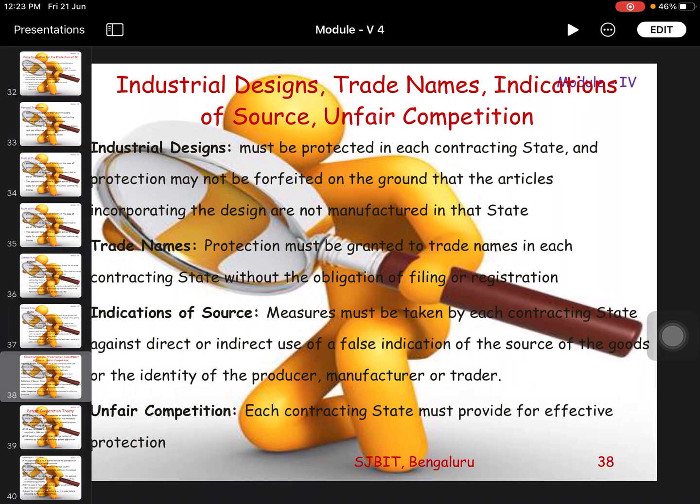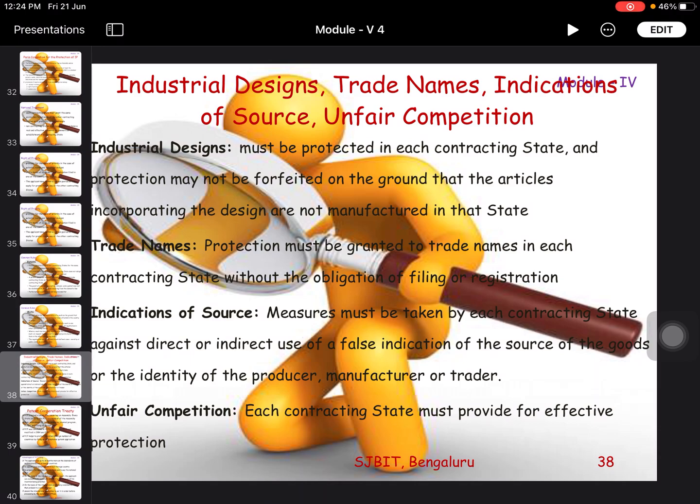Then there are industrial designs, trade names, indications of source and unfair competition. Industrial designs must be protected in each contracting state, and protection may not be forfeited on the ground that articles incorporating the design are not manufactured in the state. Trade names: protection must be granted in each contracting state without the obligation of either filing or registration.